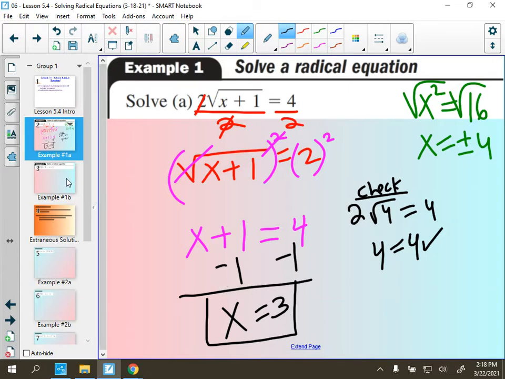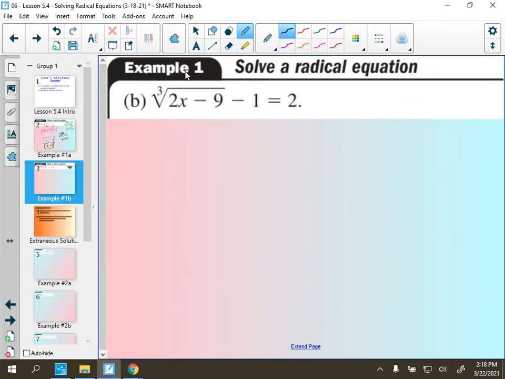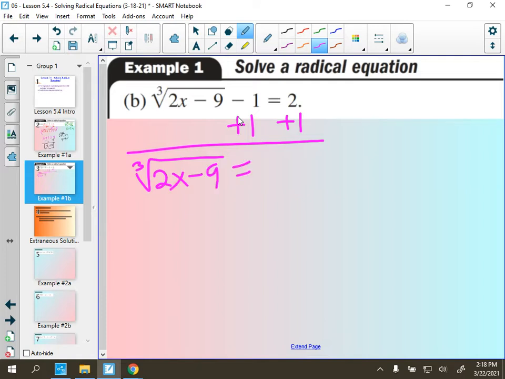Let's do another one here, a similar concept involving a cube root, but not a whole lot different. We do want to get the root by itself initially. So you can see in both cases here, I'm getting rid of anything outside of the radical. So I've still got my cube root of 2x minus 9 now equal to 3. And we're ready to roll.